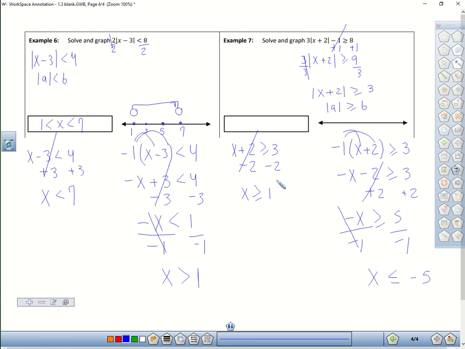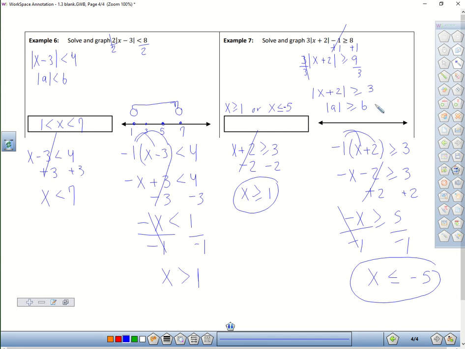So x is greater than or equal to 1, or x is less than or equal to -5. So it's going to be an or statement. So we'll literally say x is greater than or equal to 1 or x is less than or equal to -5.